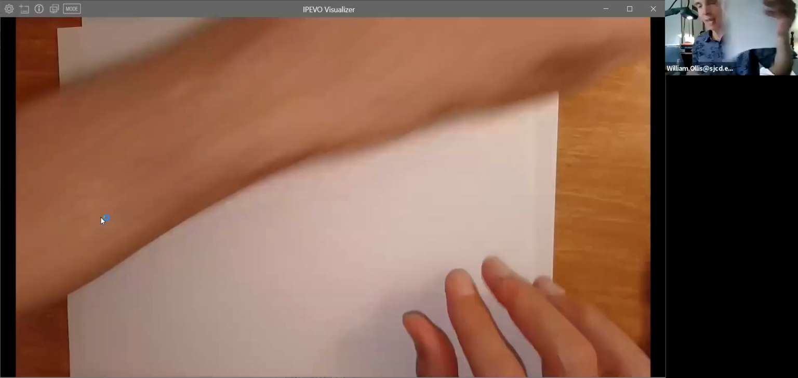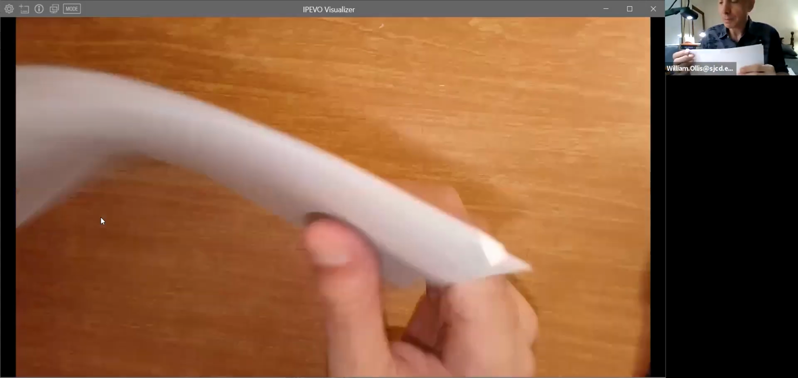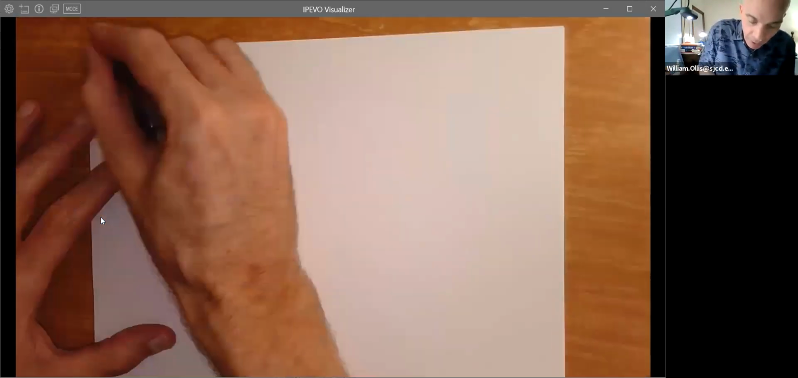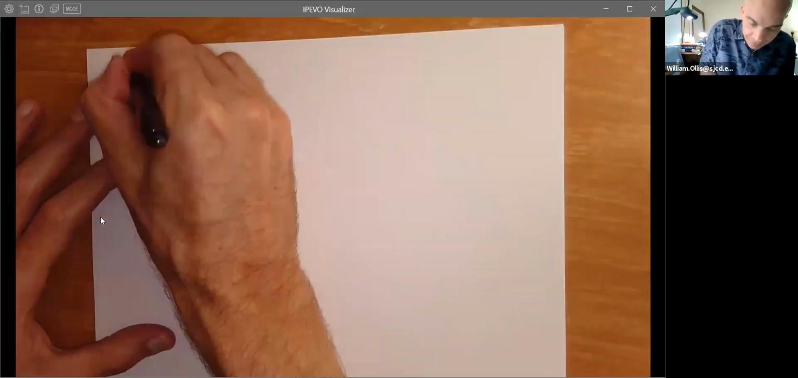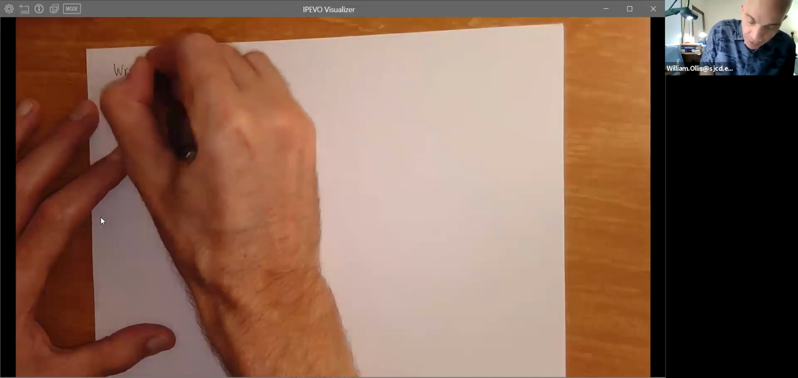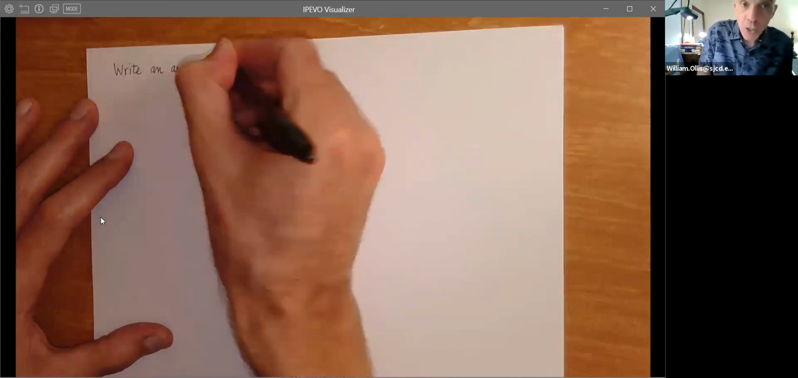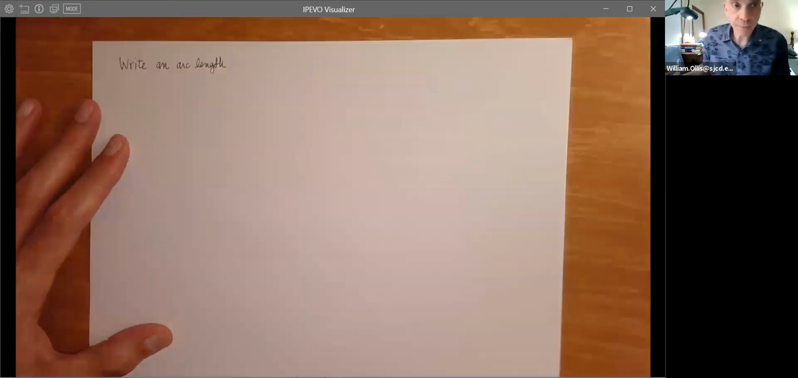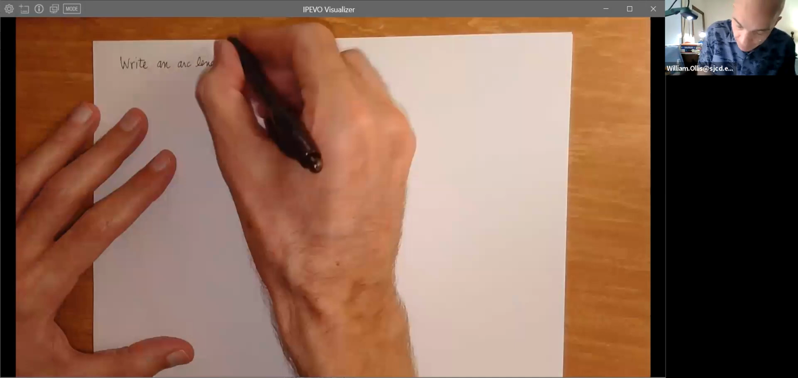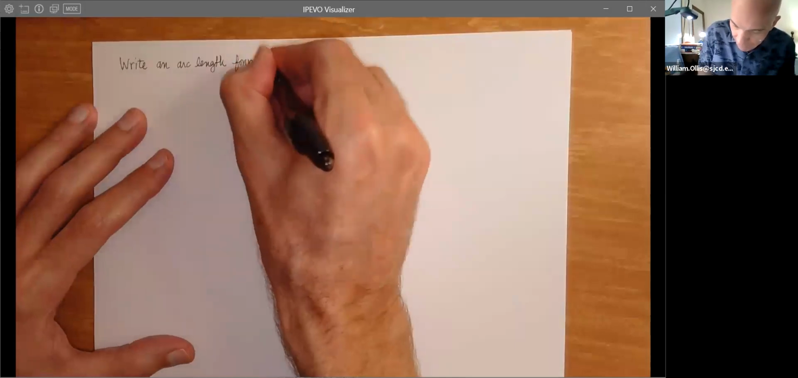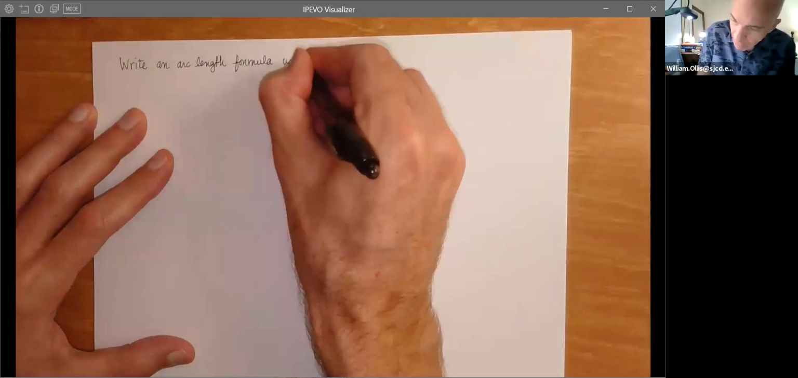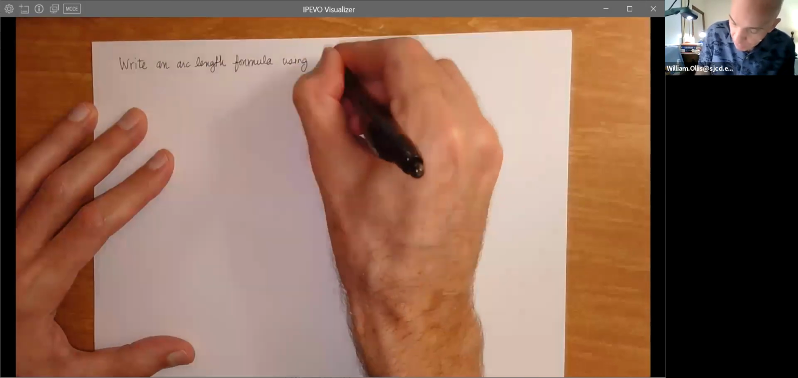Now, what we want to do is go ahead and switch out the arc length formula. So what I want to do here is just write an arc length formula using parametric representation.